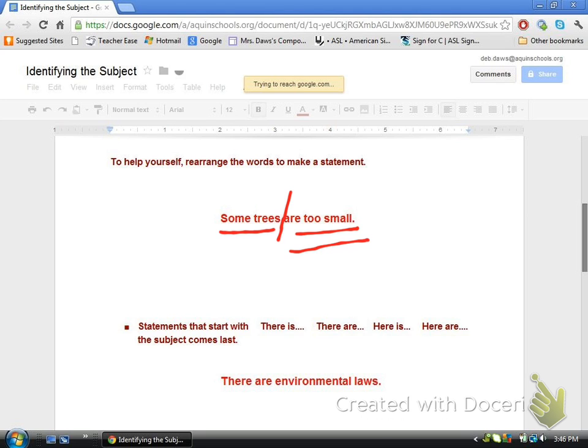So in my sentence, there are environmental laws, we're going to divide right after there are. So there are is my predicate. Environmental laws then become my subject.